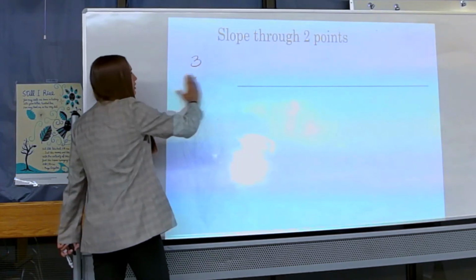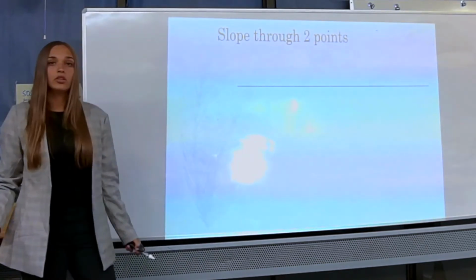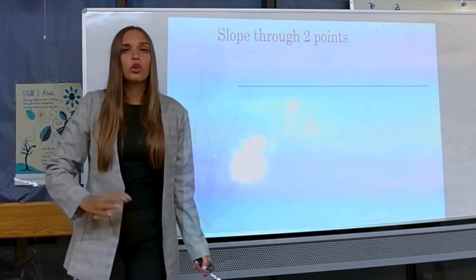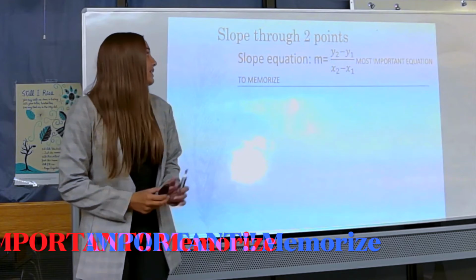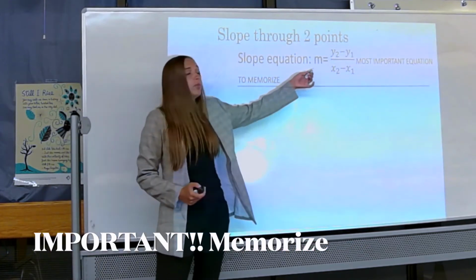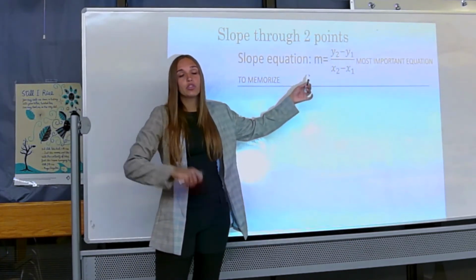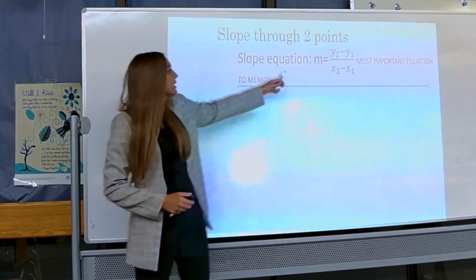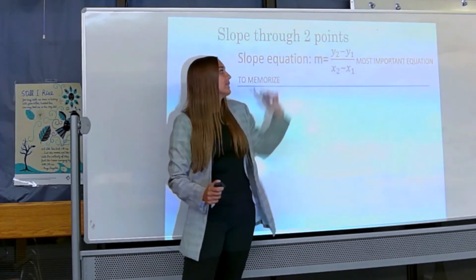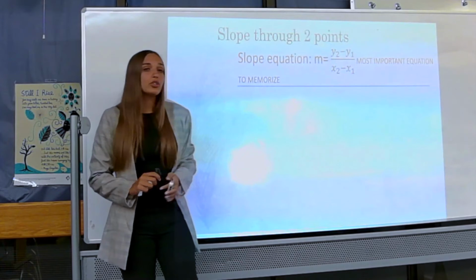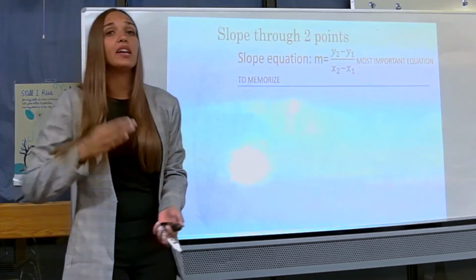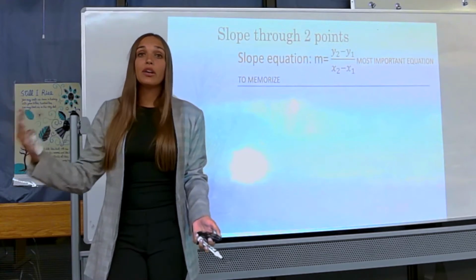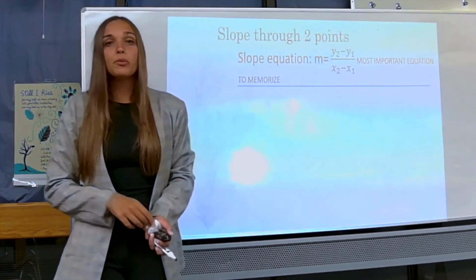So if I give you 2 points, you need to know the slope formula. But what is the slope formula? The slope formula is m, which we saw as our slope. We saw this inside our slope-intercept formula. m equals y2 minus y1 over x2 minus x1. And this is a very important equation. You're going to see this from Math 8 to algebra, all the way into your higher level math classes. So this is something we have to memorize.